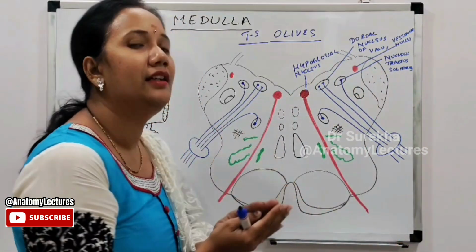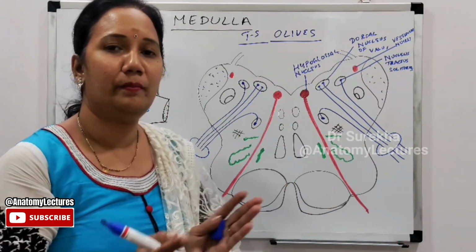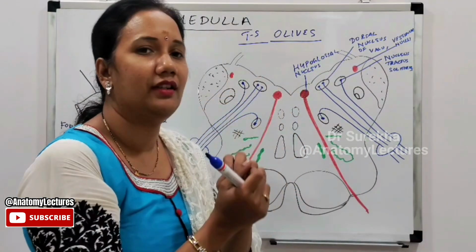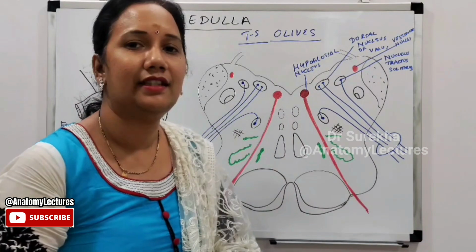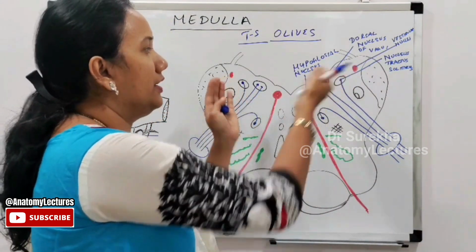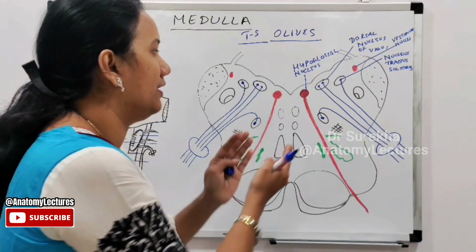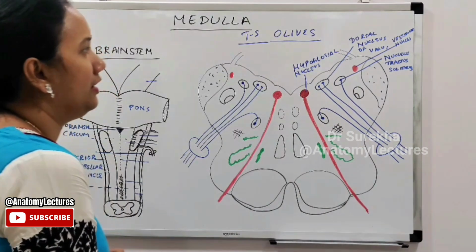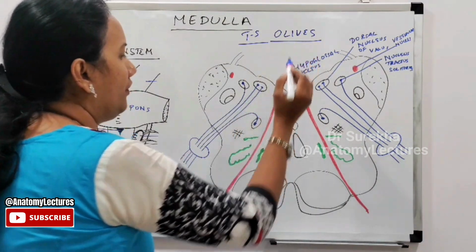Because this part of the medulla is opened, it forms the open part of the medulla which forms the floor of the fourth ventricle. The nuclei which were present in the central grey matter are distributed along the floor of the fourth ventricle. They are spreading laterally. So in this section, we are taking the section at the level of the olive.